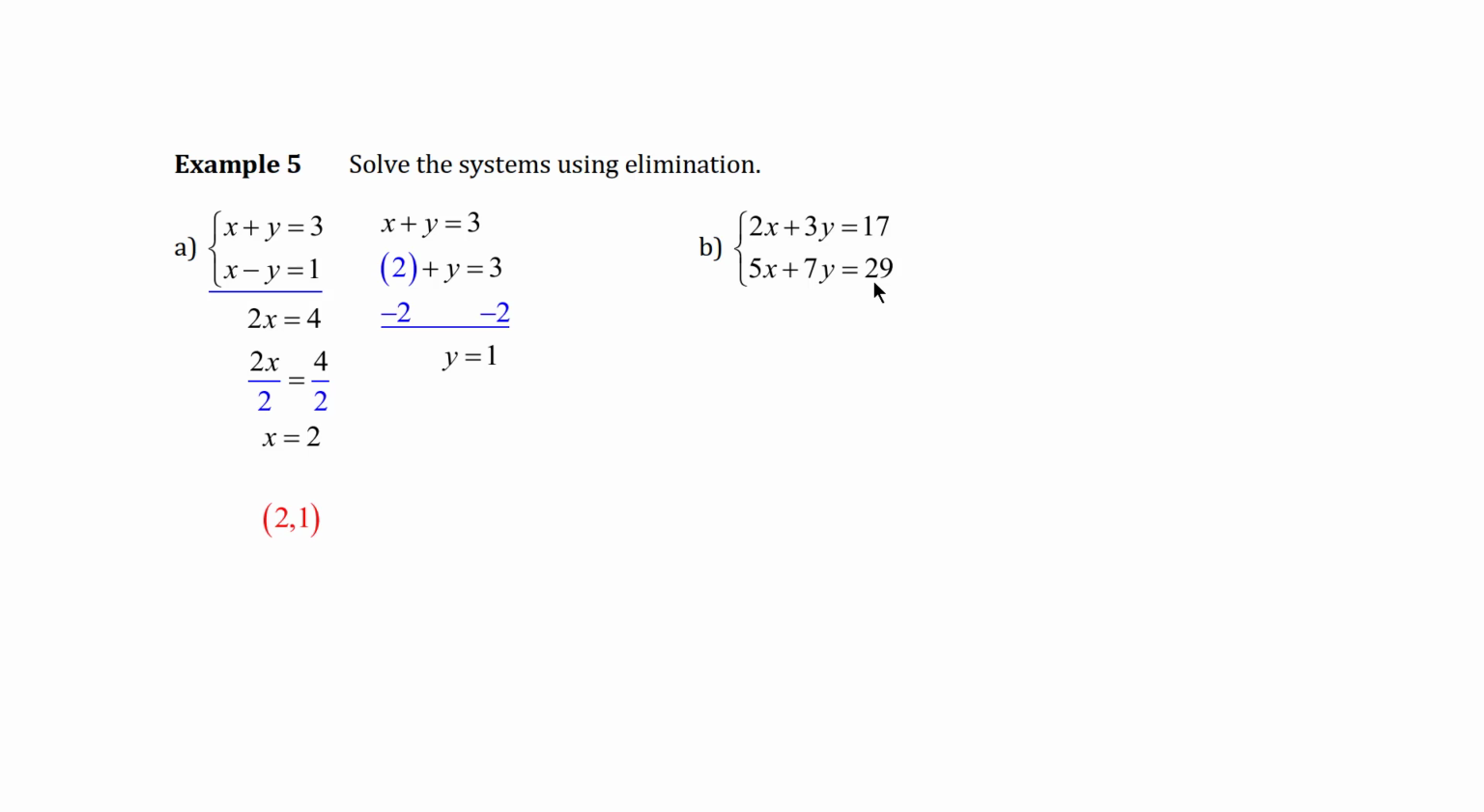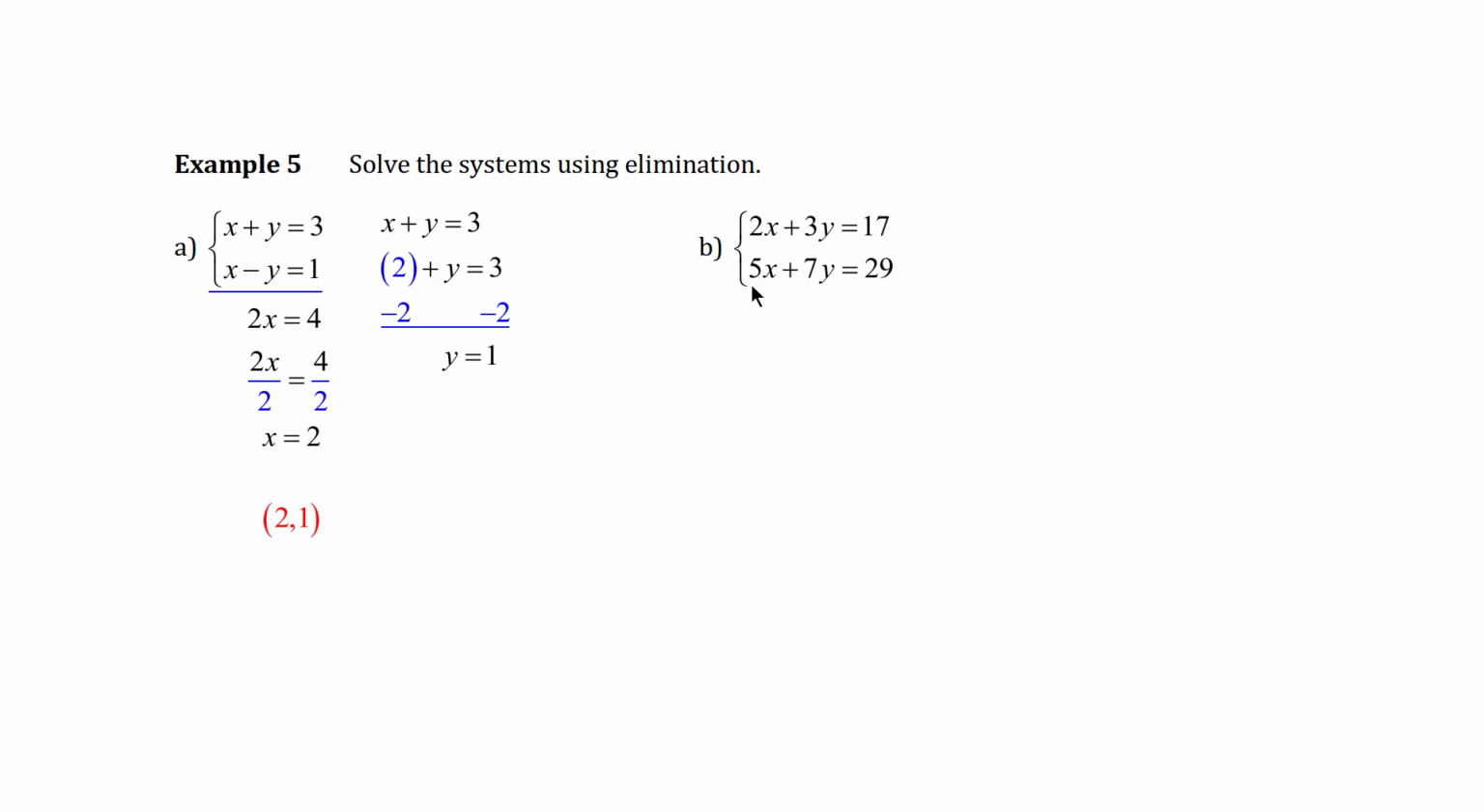The next step is to pick a variable to eliminate. We could either eliminate the x or the y variable. I'm going to choose to eliminate the x variable. Notice here the coefficient in front of the x variables are 2 and 5. What you want to do is find the least common multiple between 2 and 5. It's the same thing as finding the LCD, except you're not working with a fraction.